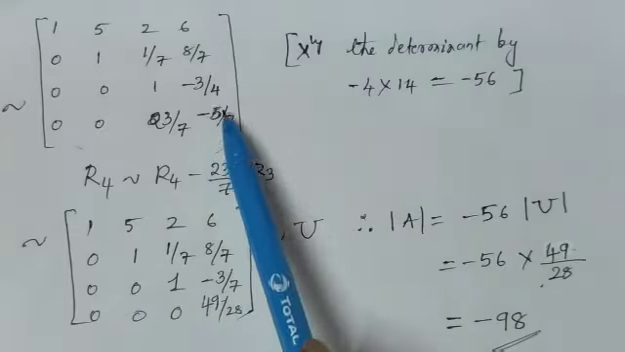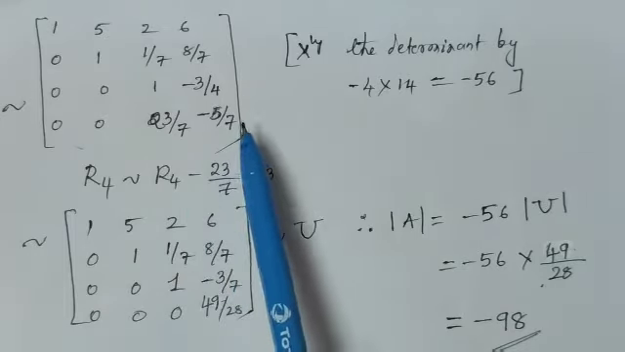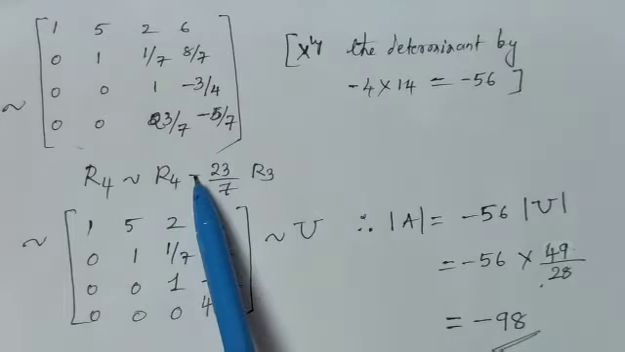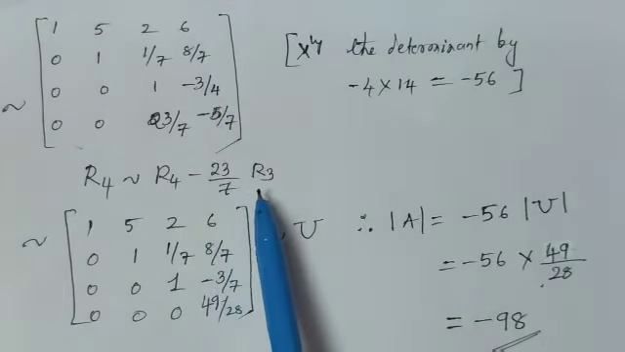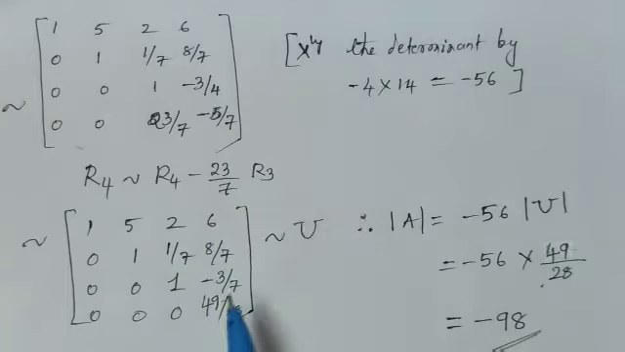Now if you do the calculation here, what is R4? Minus 5 by 7 minus 23 by 7 of minus 3 by 4. Here if I substitute minus 3 by 4 and do the calculation, I will find 49 by 28.